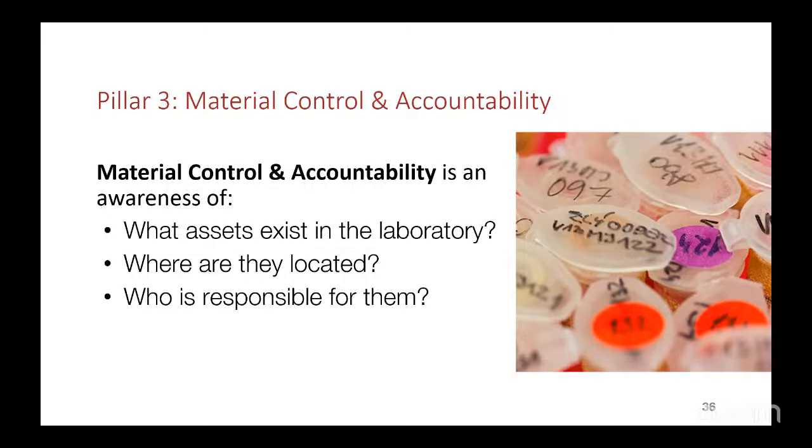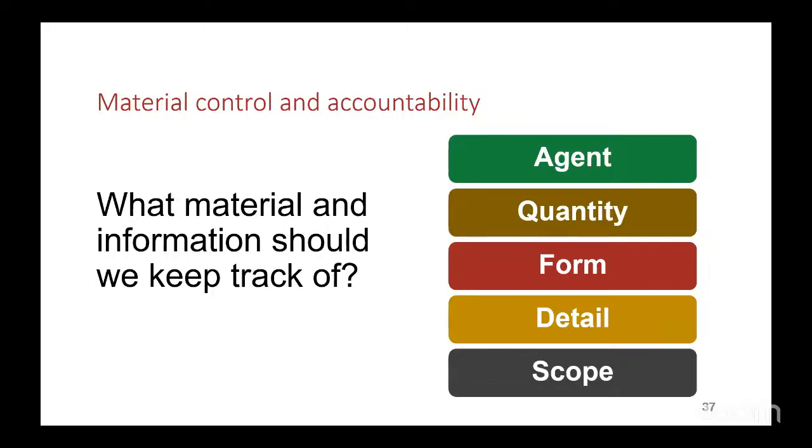Number 3, we have materials control and accountability. Every material must be accounted for: what assets exist in the lab, where they are located, and who is responsible for them. Control and what? Accountability. Now, what materials and information should we keep track of? We're talking about accountability and control. What are the materials and information we should keep?